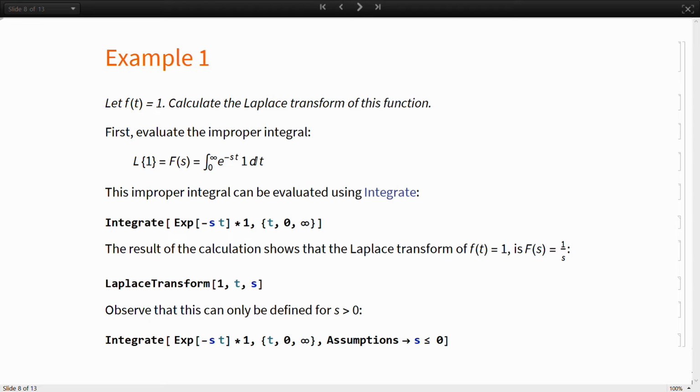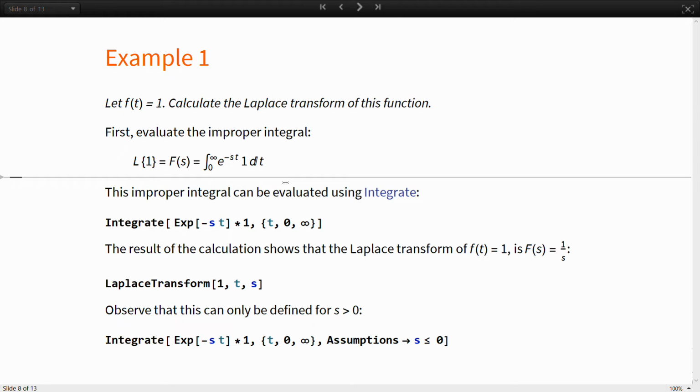Let's calculate the Laplace transform of the constant function f of t equals 1. Using our notation, this Laplace transform can be written as L bracket 1, which equals the function big F of s. Explicitly, the Laplace transform of 1 is equal to the integral from 0 to infinity of the kernel function e to the minus s times t times 1.